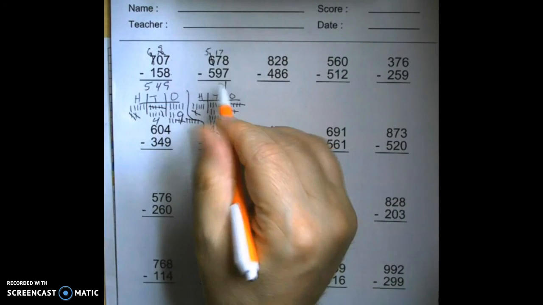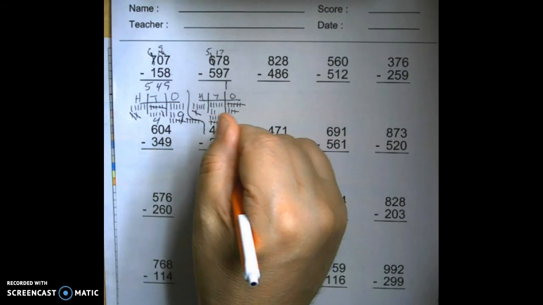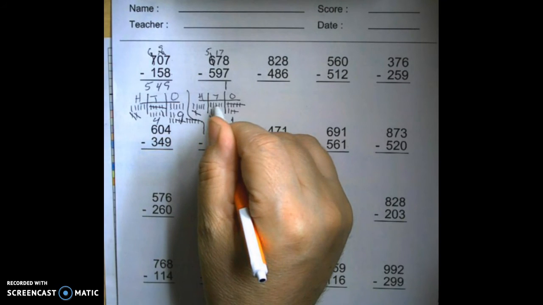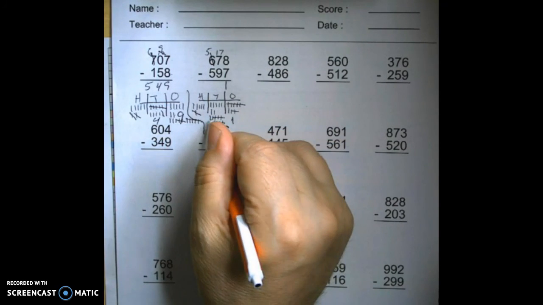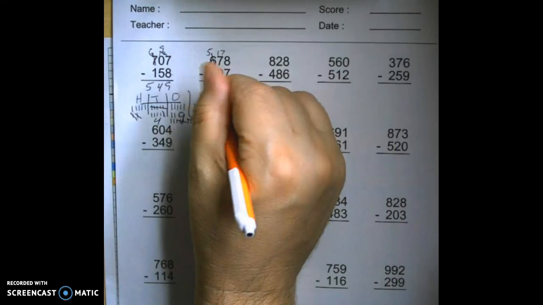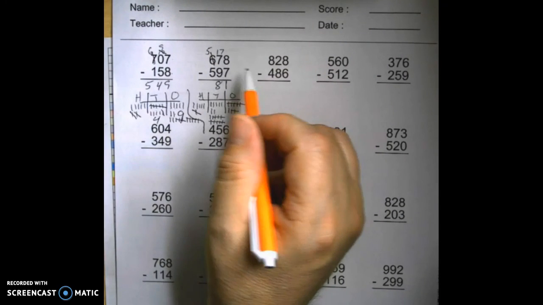When we take away the 9, we have 5 here to take away, and that makes 9 right there, which leaves us 1, 2, 3, 4, 5, 6, 7, 8. Oh, I'm sorry, let me count that again. 1, 2, 3, 4, 5, 6, 7, 8. Sorry about that. We have 5.